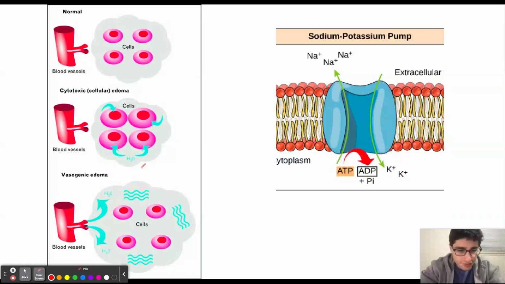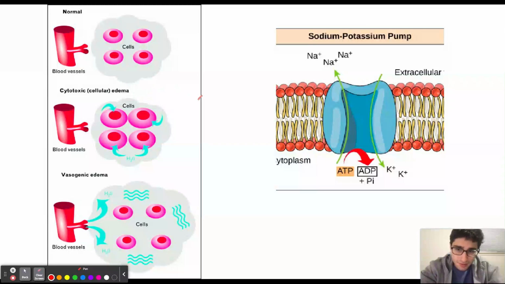There are two big differences between cytotoxic edema and vasogenic edema. Both of these can occur following strokes or any damage to the brain. Cytotoxic edema is going to most commonly occur a couple of hours following damage to the brain, whereas vasogenic edema usually takes 24 to 48 hours for it to develop.